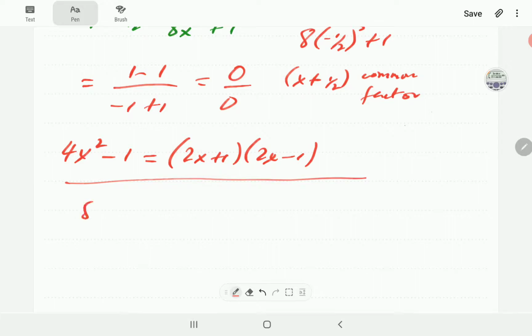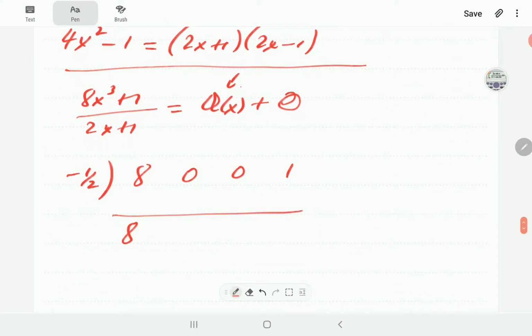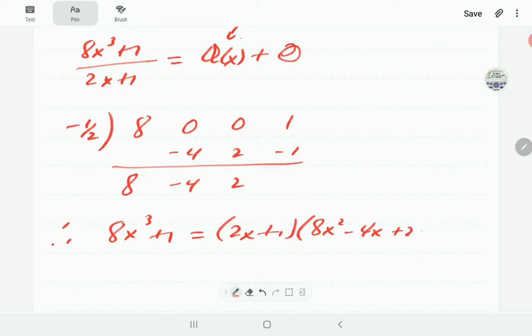According to that, if we do 8x cubed plus 1 over 2x plus 1, we must get a quotient here plus a remainder of 0. So we need to find this quotient, and that's where we use synthetic division. Bring minus half here; the coefficient of x cubed is 8, of x squared is 0, of x is 0, and the constant term is 1. If we drop down 8 here, that's going to be minus 4 there, 2 here, and minus 1 there. So what this is telling us is that 8x cubed plus 1 can be written as 2x plus 1 into 8x squared minus 4x plus 2.